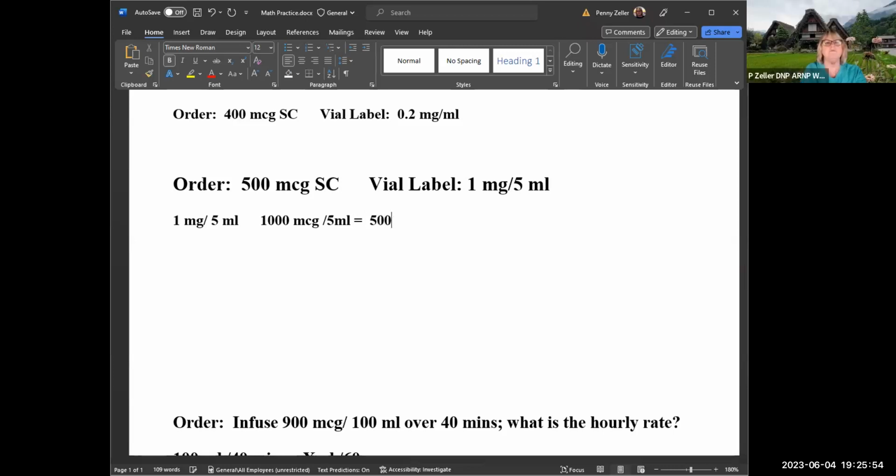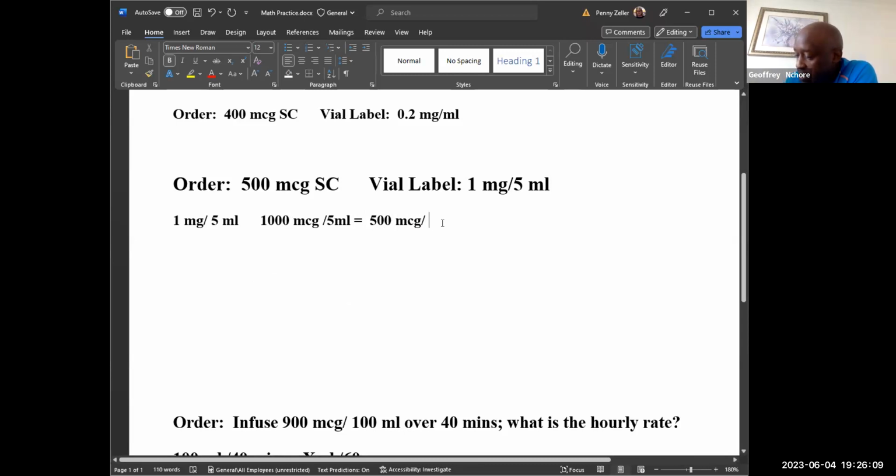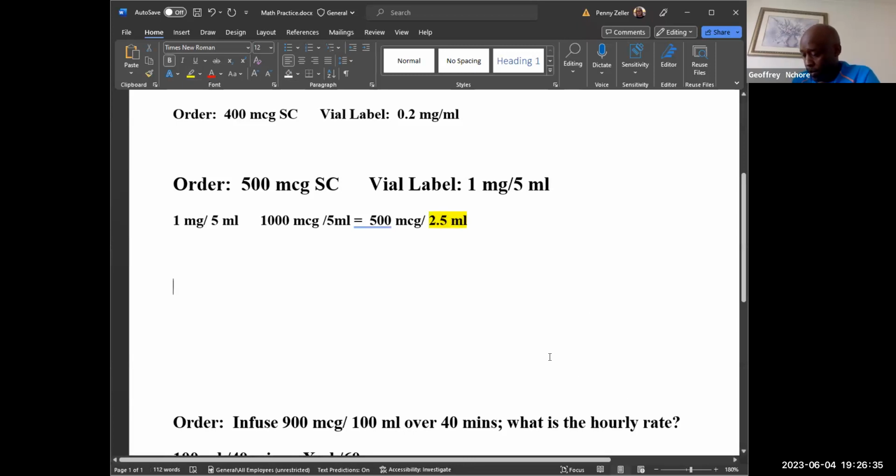And we only want 500 micrograms. So what's this volume? We divide: 500 times 5 divided by 1,000. It's going to be 0.5. No wait, it's going to be half of it, right? So what's half of 5? 2.5. Yeah, 2.5.